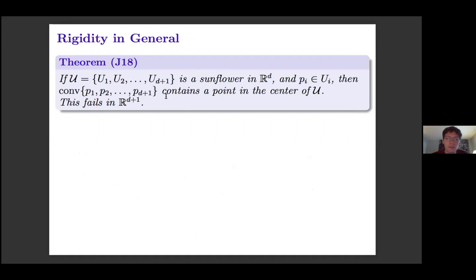Okay, so let me make an analogous statement about sunflowers in general. That was sunflowers with 3 petals in R2. So what if I have a sunflower with D plus 1 petals in RD? Well, we might expect the same kind of statement would hold, and in fact it does. The statement is, if I choose a point from each petal in RD, and then take the convex hull of that, that's just the smallest convex set containing all those points, then it also has to hit the center of my sunflower. And again, this bound of RD is tight. If I move up a single dimension, then I can no longer make this claim.